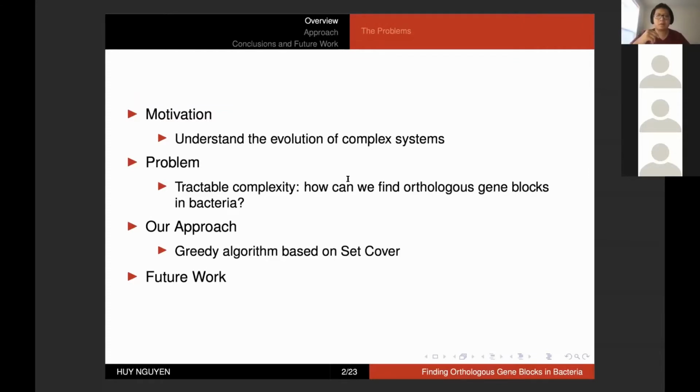This talk mainly revolves around how we show the problem is really hard. And then because it's hard, we show a greedy algorithm that is a variant of the set cover greedy algorithm that can still give us an approximation result. And then I'll discuss some of the future work.